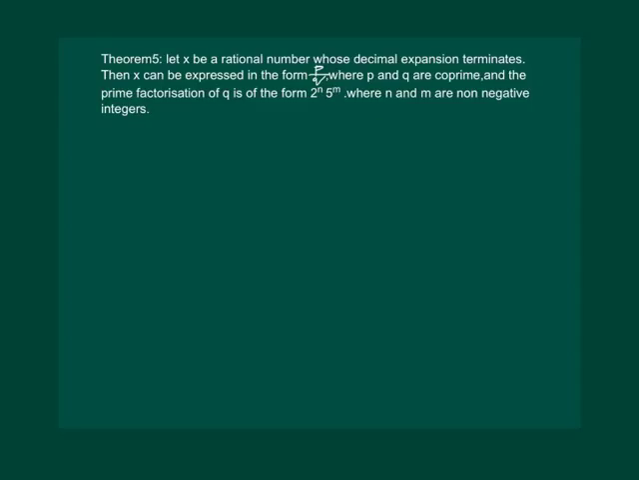Here we have a theorem which says that if x is a rational number whose decimal expansion terminates, then x can be written in the form p by q, where p and q are co-primes. That is, they don't have any other factor other than 1 common between them. And the prime factorization of q is of the form 2 power n, 5 power m, where n and m are non-negative integers. Don't worry, we will explain this theorem through examples. So let us proceed.